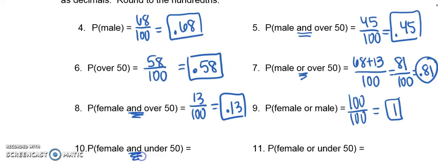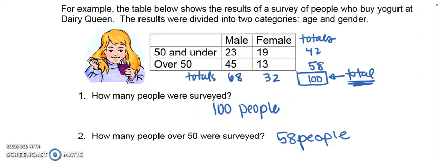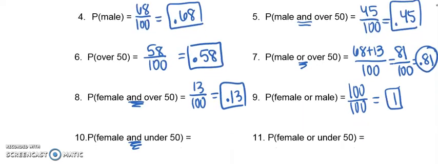Female and under 50. It's going to be 19 right there. It has to be the same exact thing, female and.